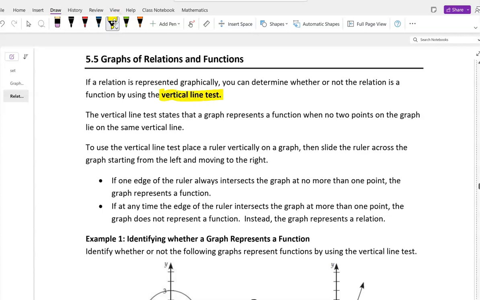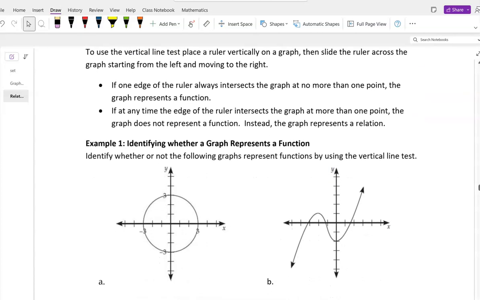line test. The vertical line test states that a graph represents a function when no 2 points on the graph lie in the same vertical line. Maybe we should highlight that. No 2 points on the graph lie on the same vertical line. To use the vertical line test, place a ruler. You actually don't need a ruler. You can do this by visual inspection.